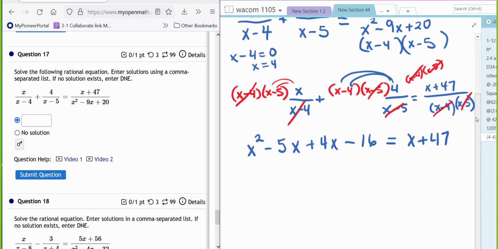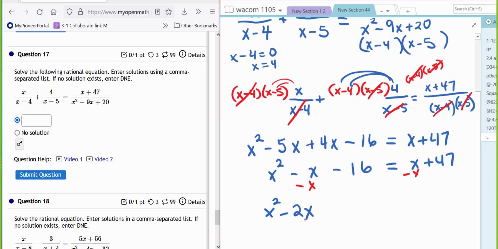So my fractions are gone now. The denominators are gone. And I will move everything to the left-hand side, I would probably clean this up first. We'll clean it up first. So it's minus x minus 16. Now we'll move them over. So if I subtract an x, that's going to give me minus 2x. And I'm going to subtract a 47. And those are like signs, so they're going to add. And that is giving me 63.